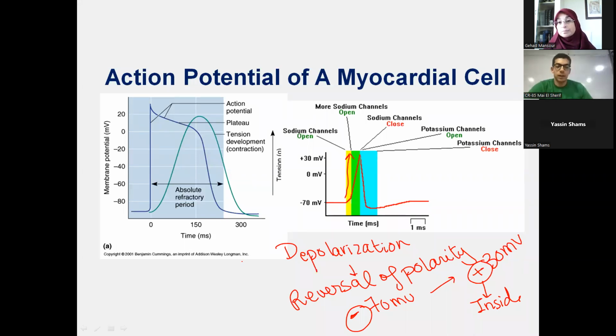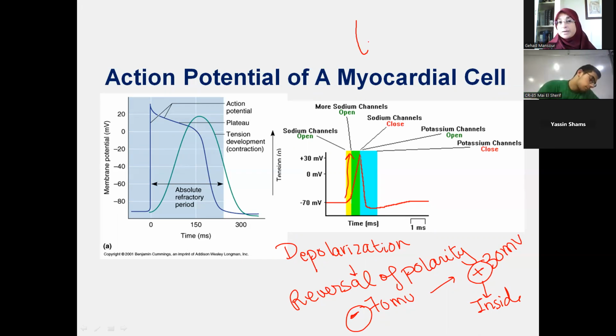Okay, I understand the main idea, but what is the action potential? What does this mean physically? The action potential represents the changes. We said it at the beginning, it represents the changes that occur in the potential difference across the cell membrane of the cardiac muscle fiber when it receives an electric impulse.